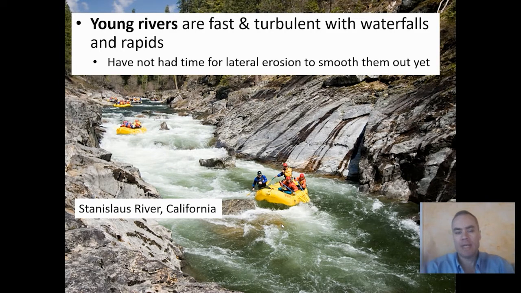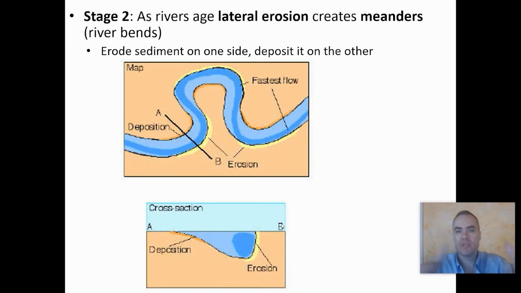As rivers get older, as they do that downcutting long enough, they're finally going to hit that base level, and then they can't go down any further. So then they keep eroding, but now it's side to side or lateral erosion. So after downcutting finishes, rivers go into lateral erosion. This would be more like the middle age and the older age of the rivers. So in lateral erosion, the river erodes side to side and creates bends, which are called meanders. So a meander is a river bend.